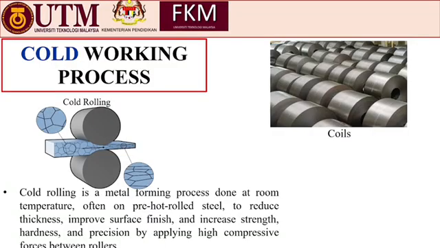Next is cold rolling. Cold rolling is a type of cold working process. The difference between cold rolling and hot rolling is that cold rolling is done at room temperature, but for hot rolling, the whole process is conducted at a very high temperature. Cold rolling is a metal forming process done at room temperature, often on pre-hot rolled steel, to reduce thickness, improve surface finish, and increase strength, hardness, and precision by applying high compressive forces between rollers. A coil is a type of product made from cold rolling.